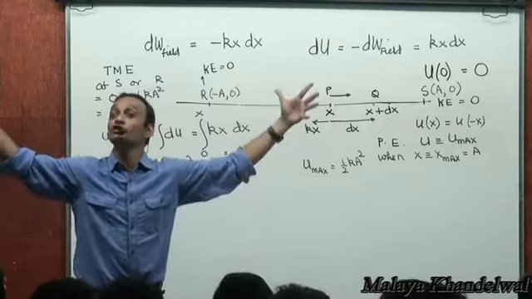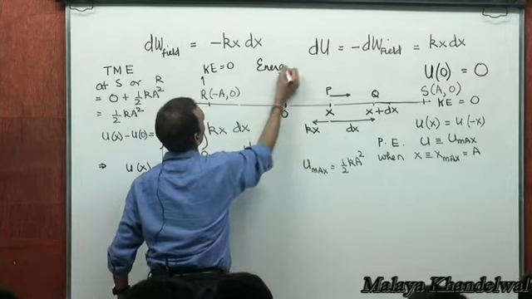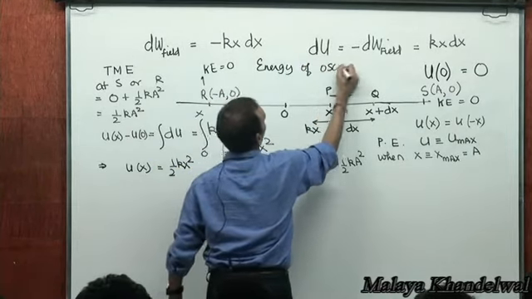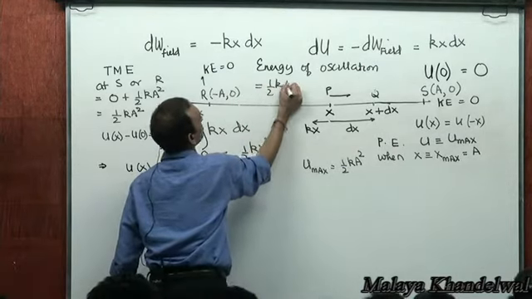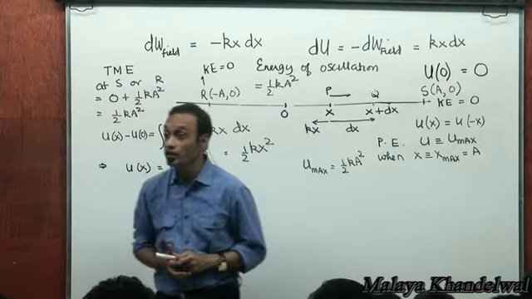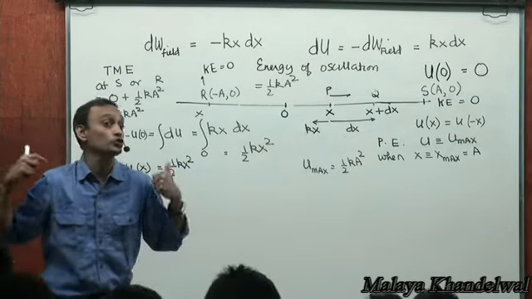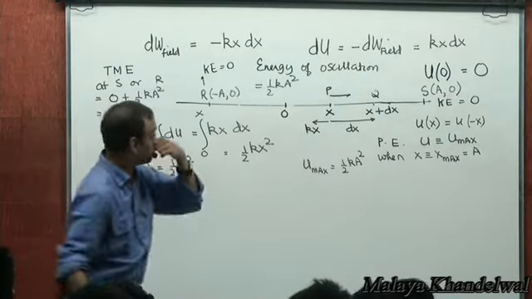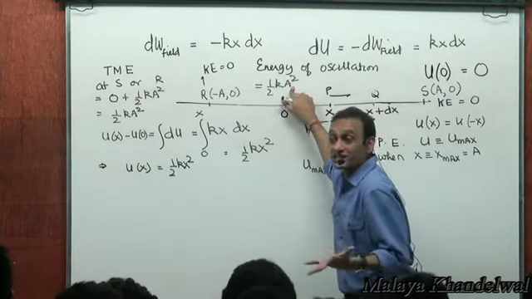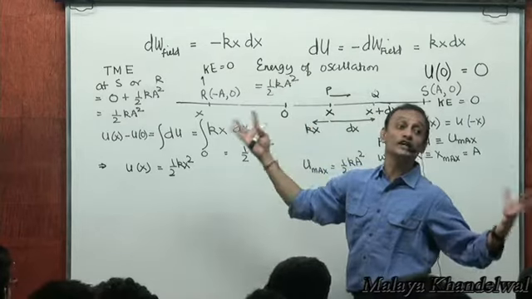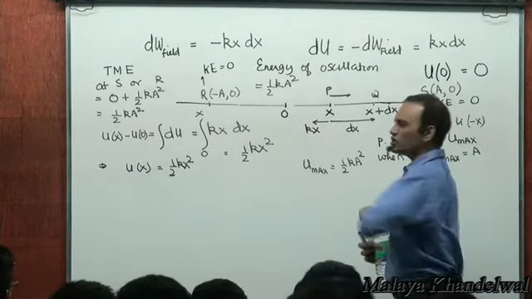So we say the energy of oscillation is half kA squared. The total energy of oscillation, so to say, is half kA squared and is proportional to the square of the amplitude, right? So if by some means the amplitude gets doubled, then the total mechanical energy of the oscillator will become 4 times, right? Now, so far so good, simple, right?